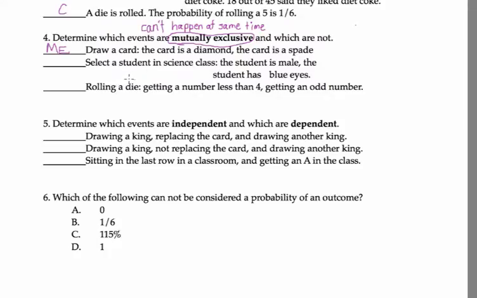Select a student in a science class. The student is male, the student has blue eyes. Those two things are happening at the same time. Somebody has two girlfriends. That's how I think of it. So they're not exclusive with their girlfriend. So not mutually exclusive.